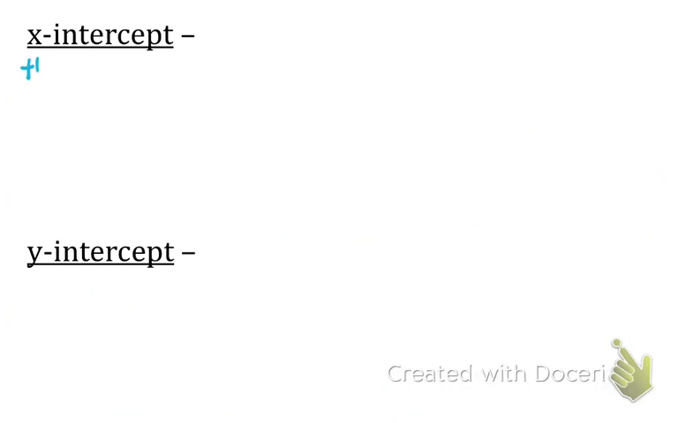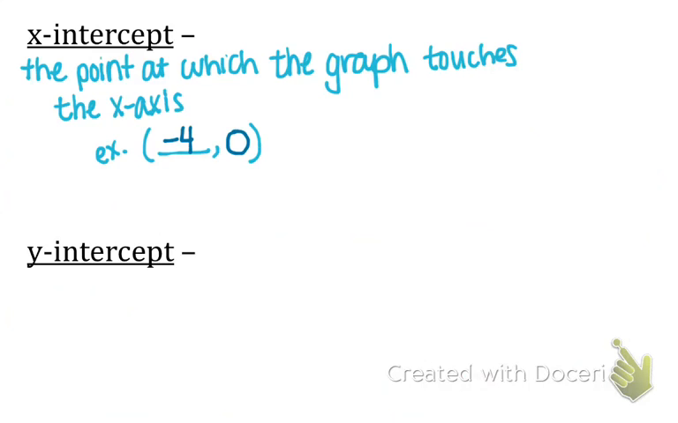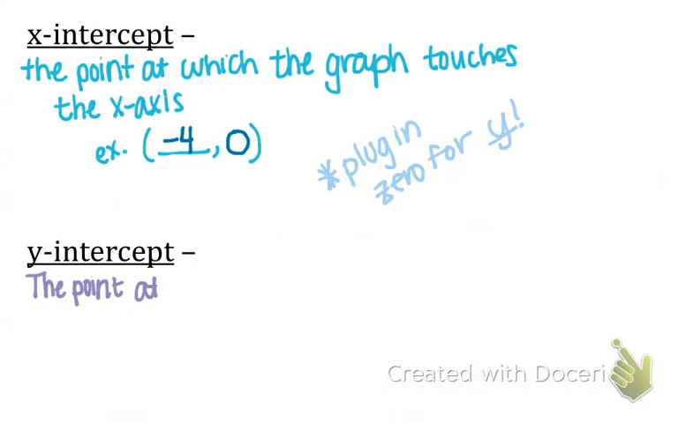Now let's talk about intercepts. The x-intercept is the point at which the graph crosses the x-axis. An example of an x-intercept would be the point where it crosses the x-axis, so the value at the x-coordinate, which in this case an example is -4, and the y-coordinate is 0. So that means when we're solving for the x-intercept that we can plug in 0 for y, and whatever we get for x will be our x-intercept. The y-intercept is the point at which the graph touches the y-axis.